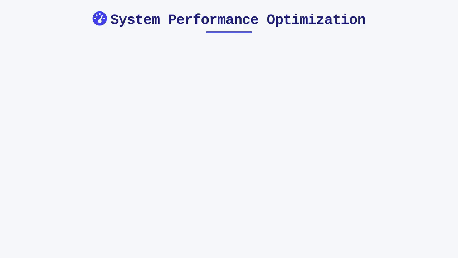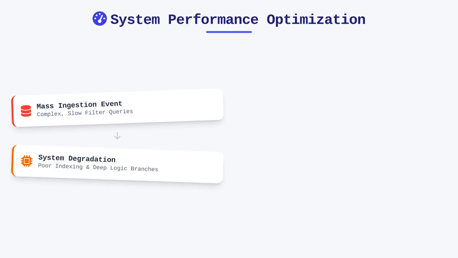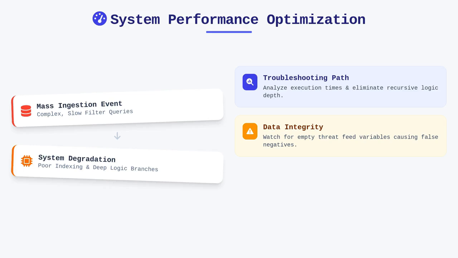Performance issues frequently arise when these rules encounter complex, slow-running filter queries during mass ingestion events. When we deploy heavy logic on large record sets, the system performance can degrade if the underlying database queries are not properly indexed or optimized. To troubleshoot this, we should analyze the execution time of the filter queries and look for scenarios where the logic branches are too deep or recursive. We must also be vigilant about missing threat feed variables, as an empty field in a lookup can cause a logic statement to evaluate to false unexpectedly.